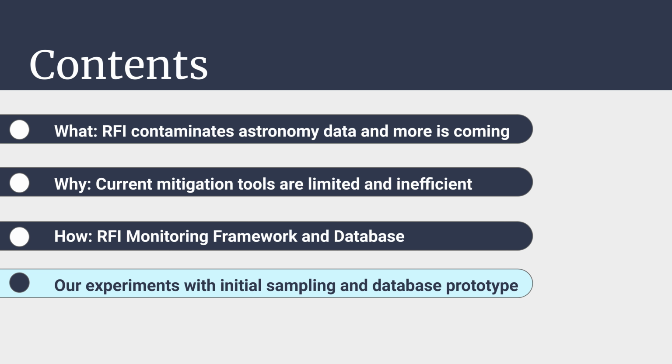answering the what, the why, and the how. The what is that RFI contaminates radio astronomy data and that more of it is coming. Why do we care is because our current mitigation tools are limited and inefficient. And how we propose to address some of this is through an RFI monitoring framework and database. And then I'll go into our experiments from the summer with this initial sampling and database prototype.